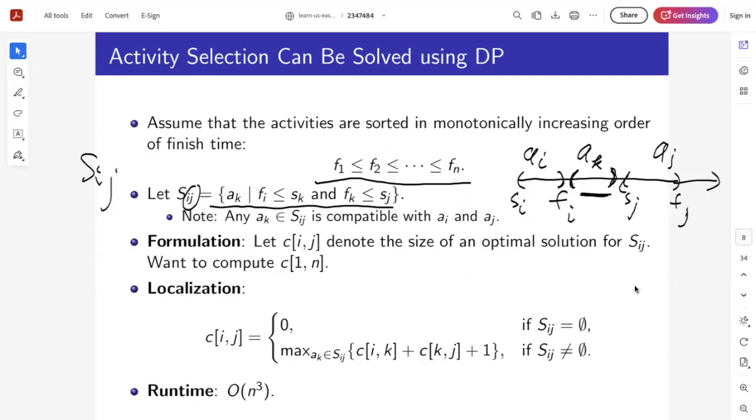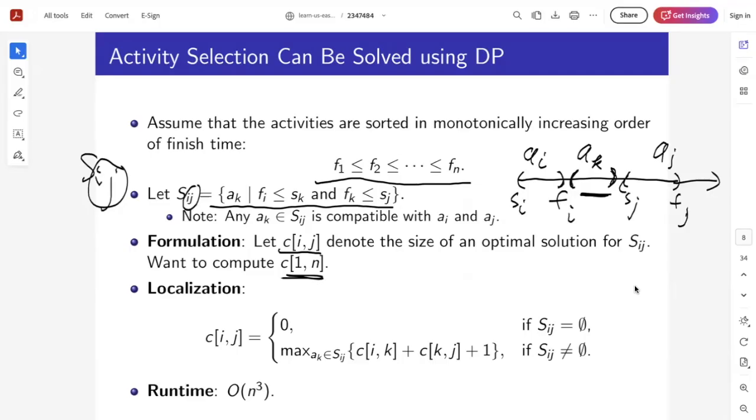So let's just say Cij. It's just a name, but the important part here is that we specify the parameters. The parameters here are i and j. So let Cij denote the size of an optimal solution for Sij, and since the given set of activities is from 1 to n, what we end up solving is C1n. When we solve it, we solve the problem.